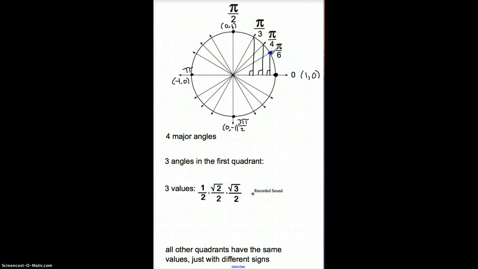Now this value, we have to think about the 3 numbers. There are only 3 values. Remember I said it's easy as 1, 2, 3. The 3 values we need to know are 1/2, square root of 2 over 2, and square root of 3 over 2. 1, 2, 3.